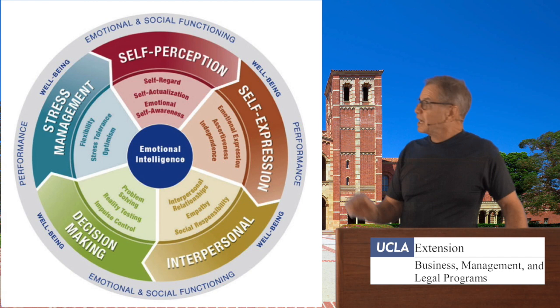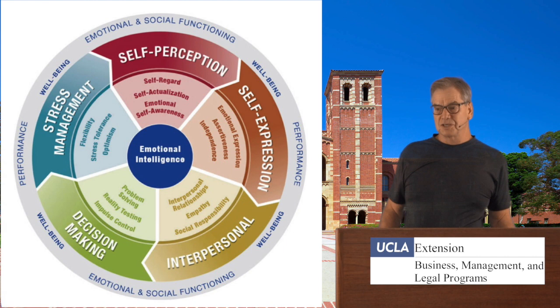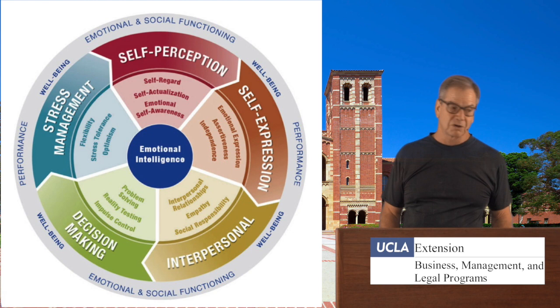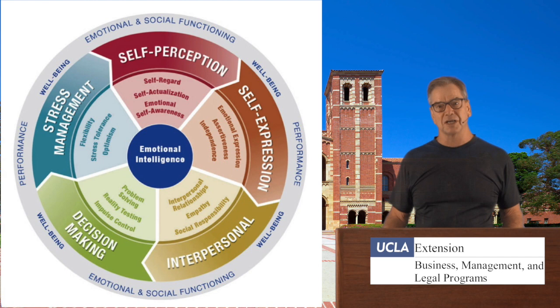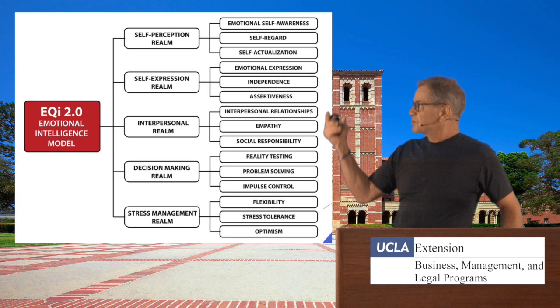That's how well we can tolerate stress, how flexible we are, and being optimistic: looking at something negative and saying, okay, something good comes from everything, versus going, oh my gosh, we're all gonna fail now. Versus a positive attitude, going, I'm sure we can work with this situation, see the good in it, and actually capitalize on this somehow. So these are the five realms and 15 scales of emotional intelligence, and this is a breakdown of them.